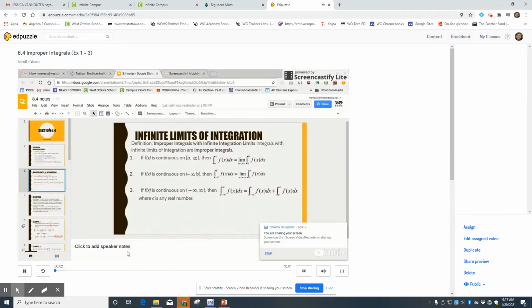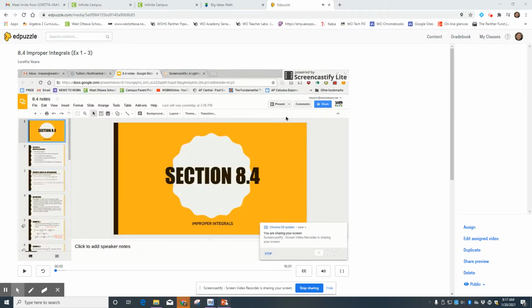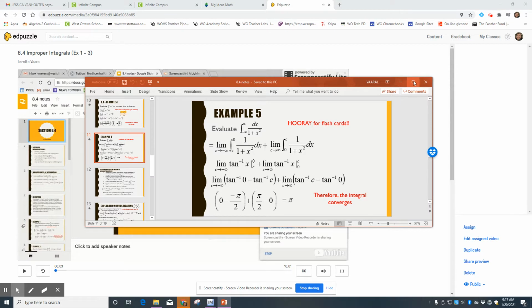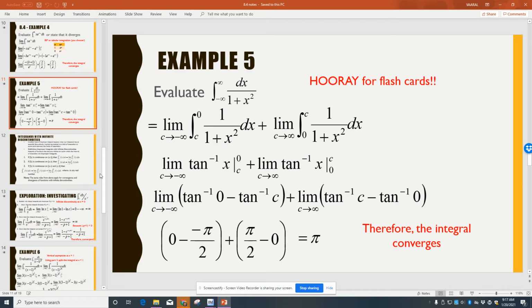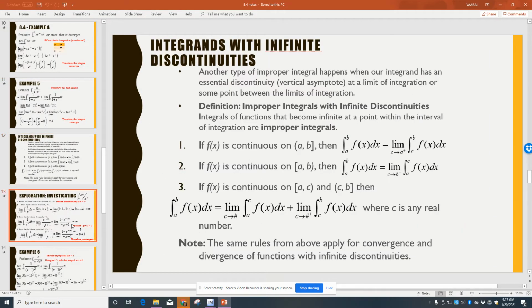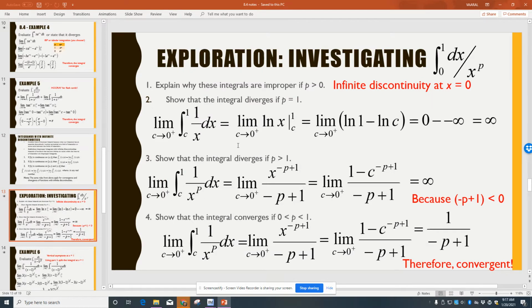Hey guys, we're going to be talking about section 8.4. Didn't mean to do that. I'm going to show you this PowerPoint of that p-series, and I'm just going to talk over it very quickly.